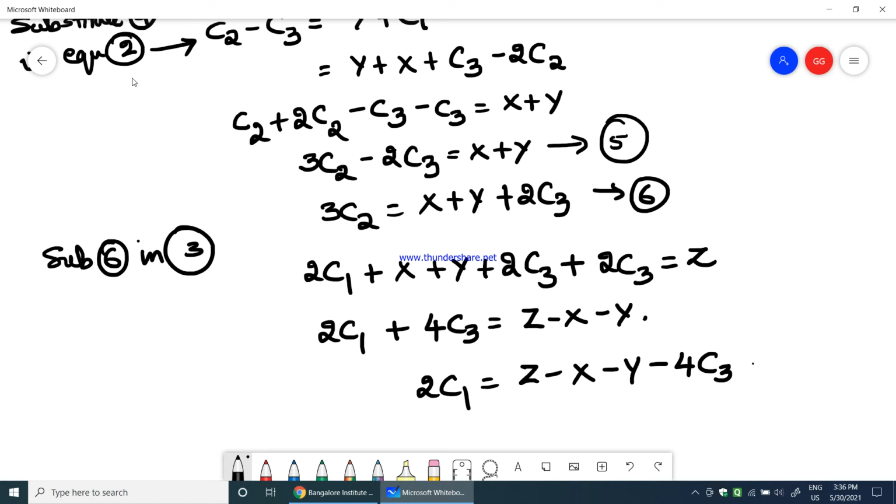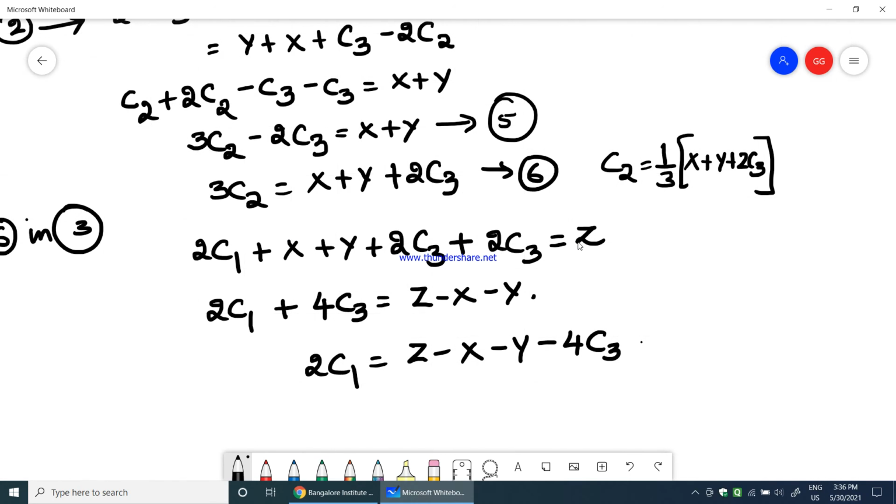Okay, so I can say here C2 would be equal to 1 over 3 times (x plus y plus 2 times C3), whereas C1 will be equal to 1 over 2 times (z minus x minus y minus 4 times C3). So I got C1 and C2 this way.